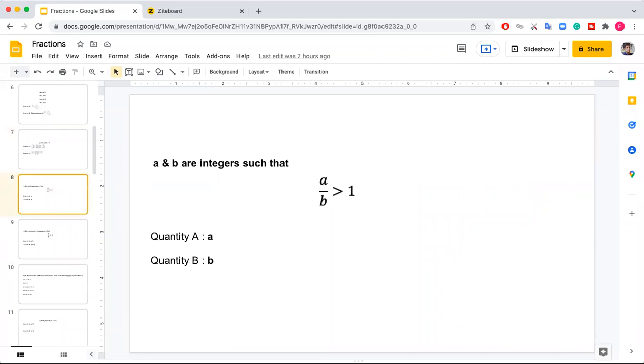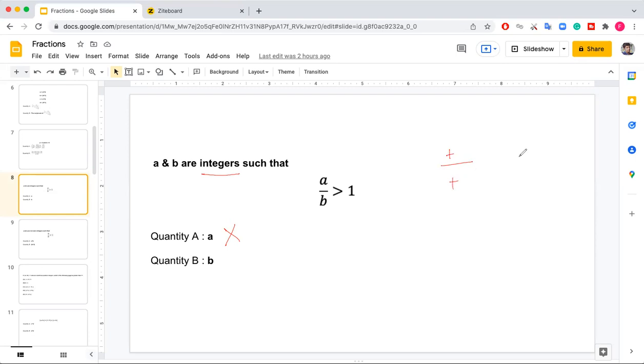Just give the answer by saying what the answer is. Quantity A. Okay, so the answer is quantity A. No. First of all, both are not defined. Both are just integers. It is never mentioned whether these are positive or these are negative. The answer is D.